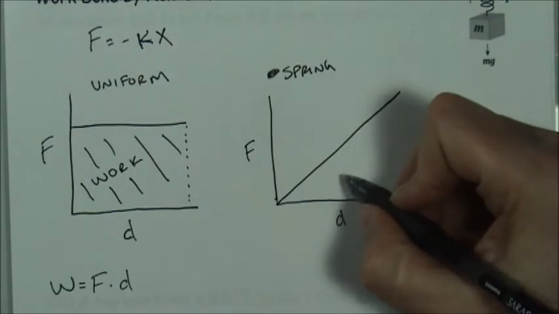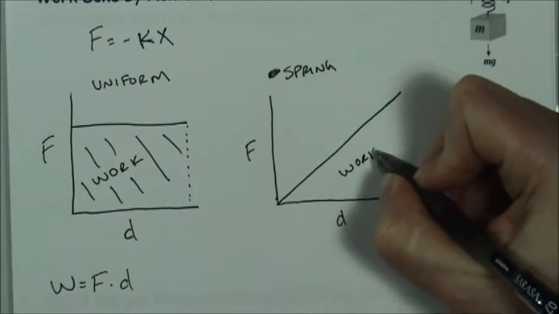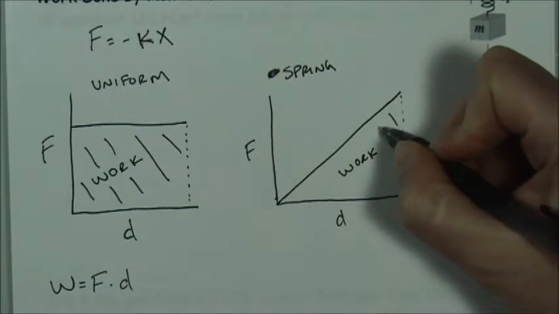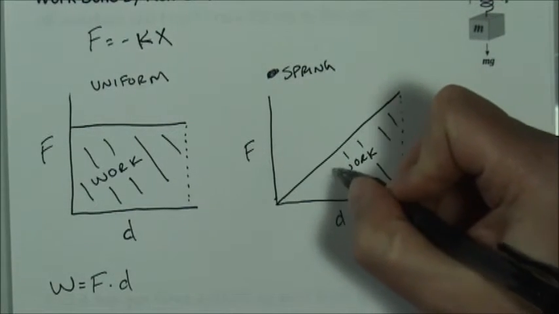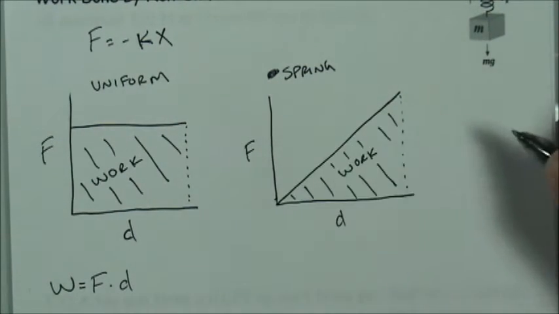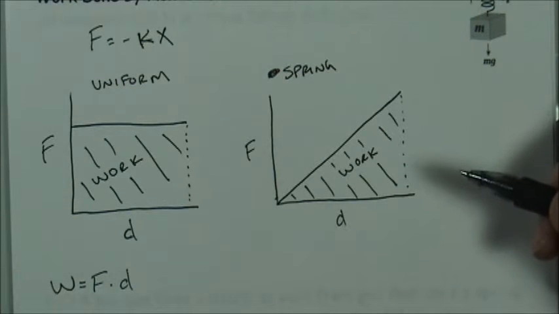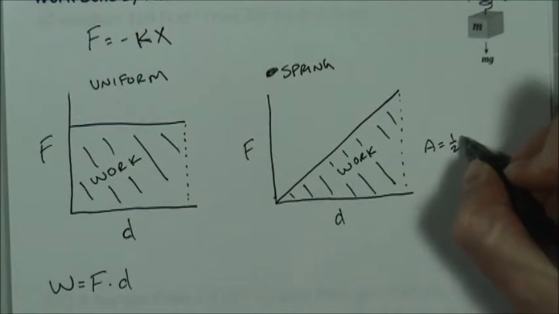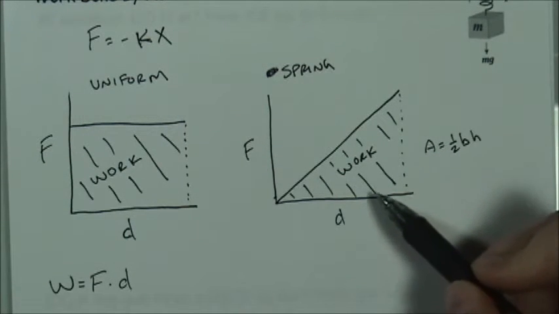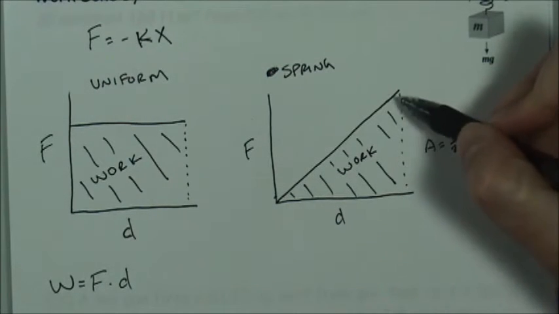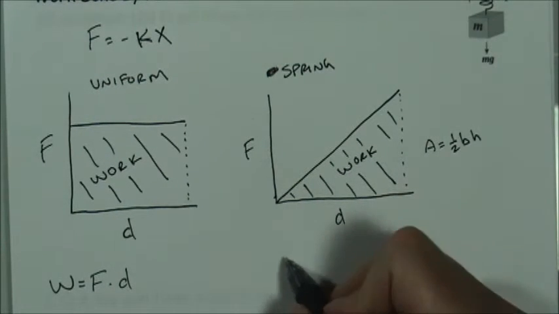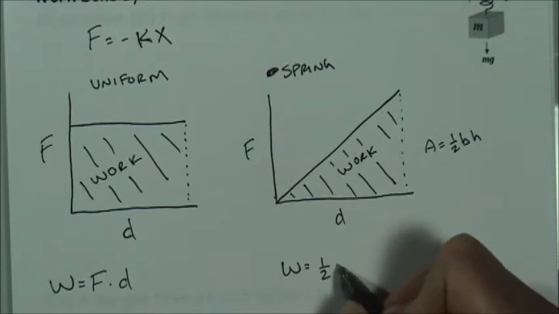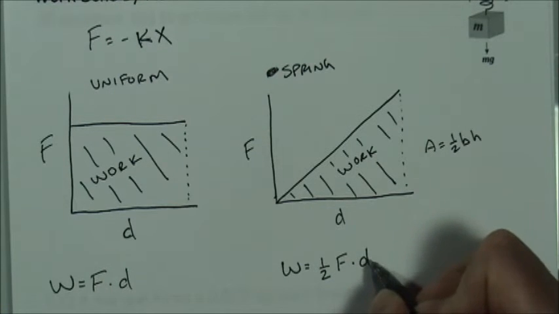So in this case, it is still true that the work is equal to the area of the graph, but obviously the shape of the graph has changed, so we need to modify our formula a little bit in order to be able to calculate the area. So obviously we have a triangle, and the area of a triangle is 1/2 base times height, so that would be 1/2 the displacement times the force, or the maximum force. So I would say that W is equal to 1/2 F times D.